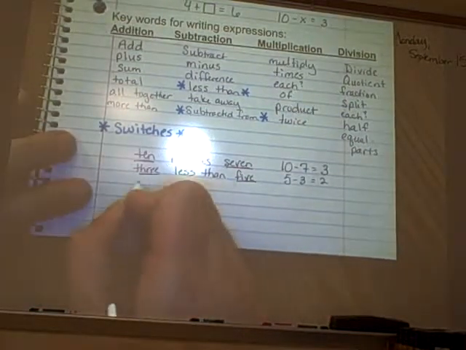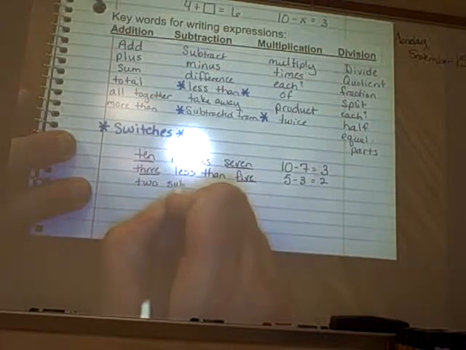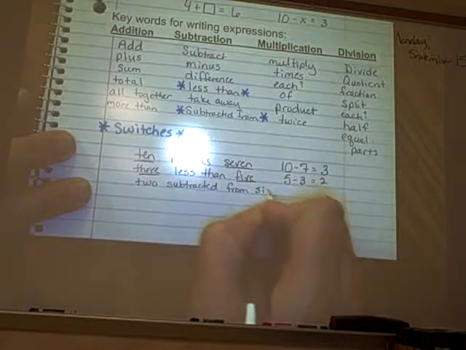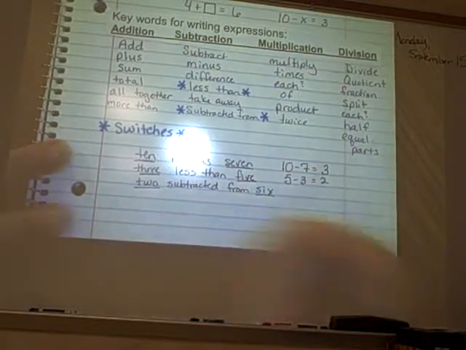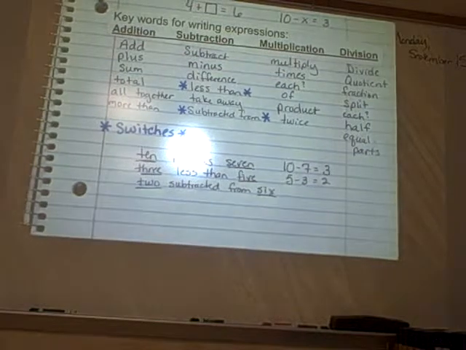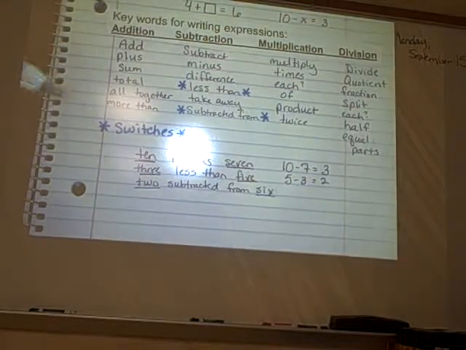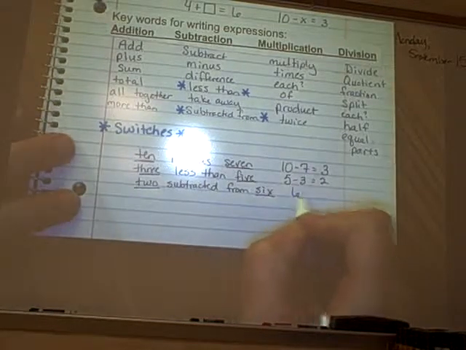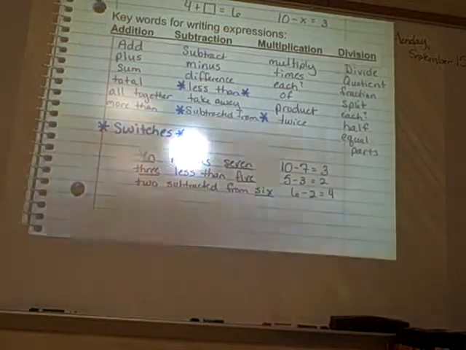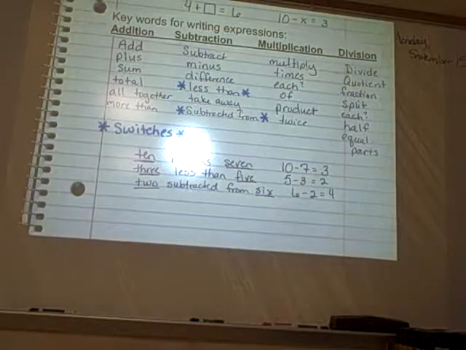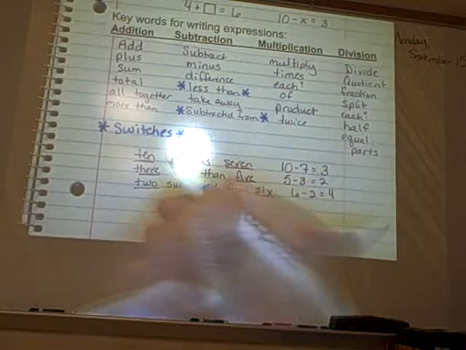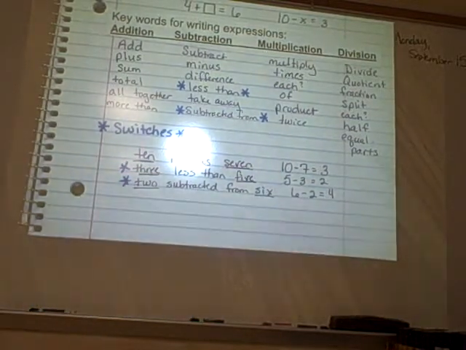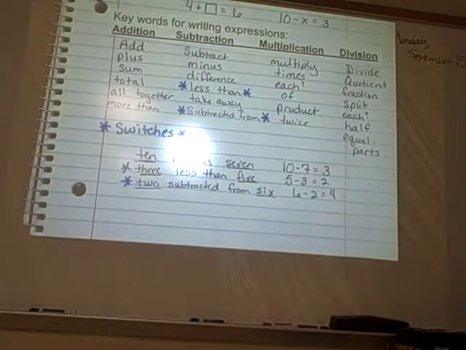The other one would be like 2 subtracted from 6. In my phrase, 2 comes first and 6 comes last, but 2 minus 6 will not give me the right answer, because that would be negative 4. So I need to do 6 minus 2 and get positive 4. Those are the only two that are switches, and I just did the first one to show you that not all of them are switches. Any questions on those, on switches?